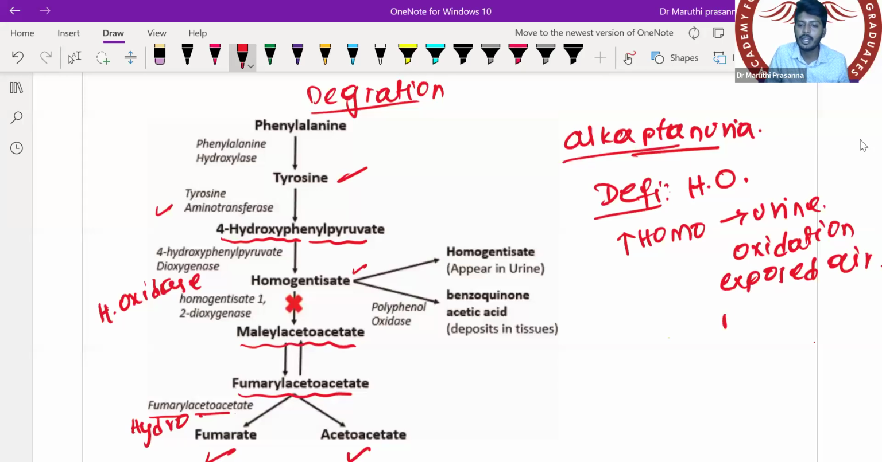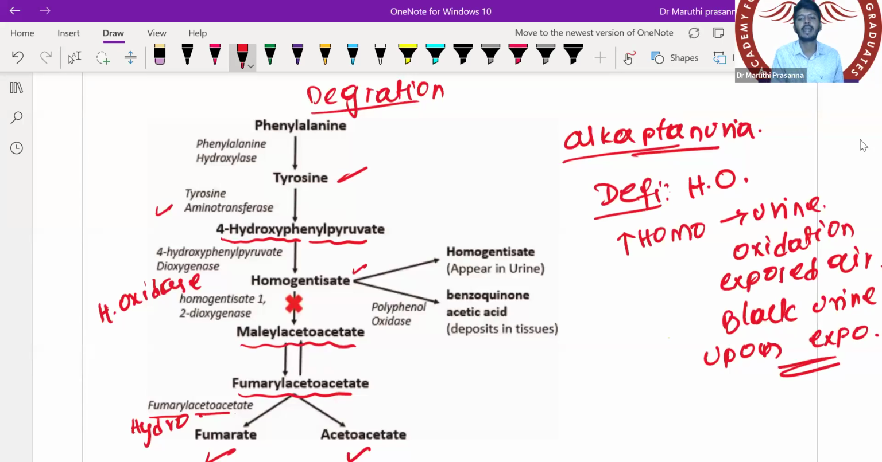So what will happen to the urine? It will create a black color of the urine upon air exposure. Normally when the person urinates, urine color will be normal, but upon exposure to air, the urine turns black. We call it alkaptonuria.